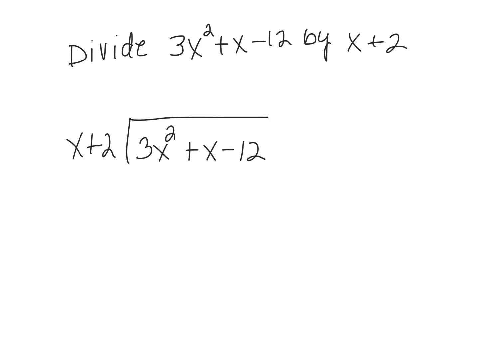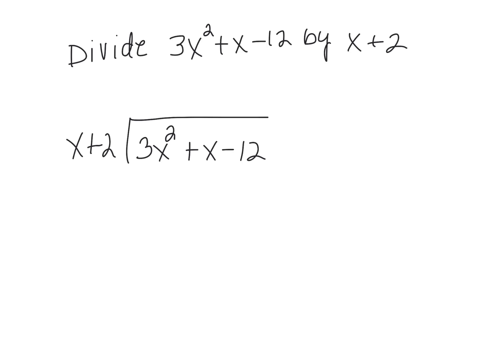Here's the next problem. It's a little bit shorter than the first one. Divide 3x squared plus x minus 12 by x plus 2. So the first part here, the trinomial, goes underneath the long division sign, and what you're dividing by, x plus 2, goes on the outside.